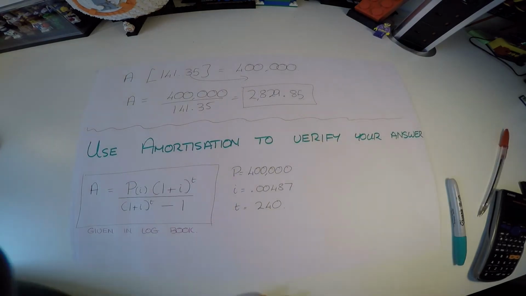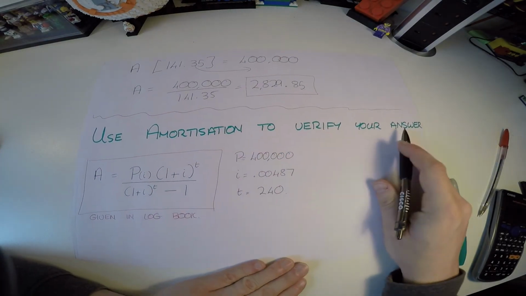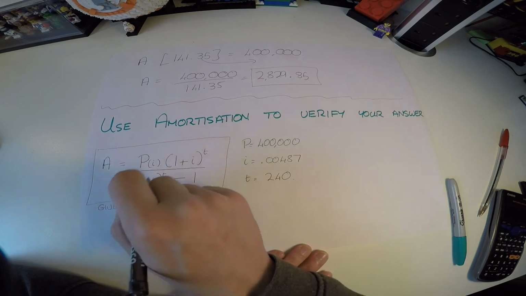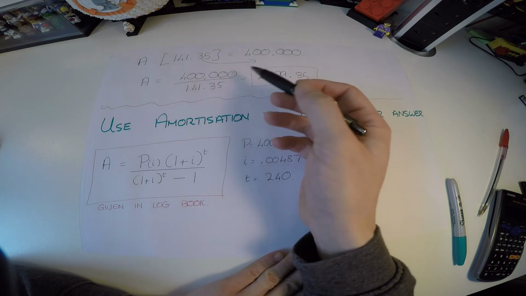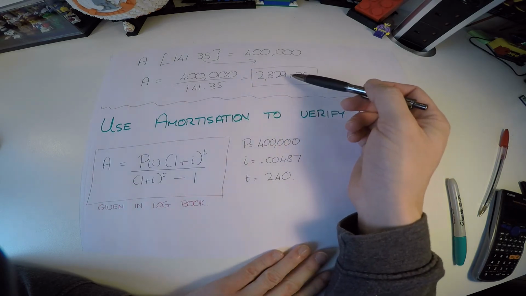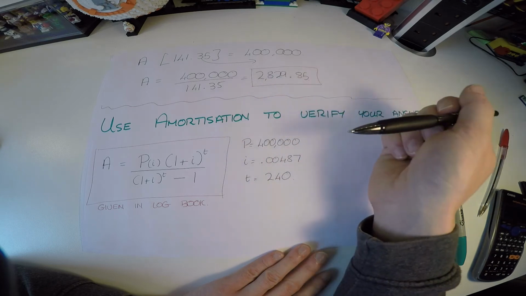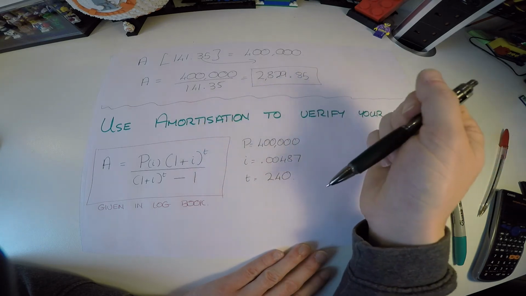And the last part then says use amortization to verify your answer. So amortization is a word always used in loans and mortgages. It's kind of a given formula, and in fact if you weren't asked to show how to calculate this payment using a geometric progression, you could have just put all these numbers into this, which we'll see now. It would have given you the same answer. So we have to just verify the answer we just got.